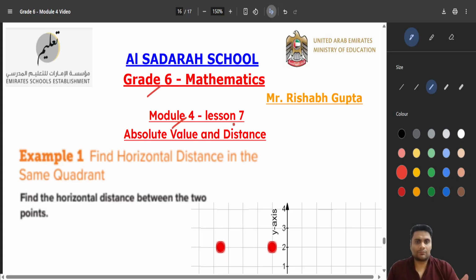Grade 6, module number 4, lesson number 7. This is the last lesson of the module. Okay, so this lesson is about absolute value and the distance. We have to find the distance between the 2 points given on the coordinate plane.